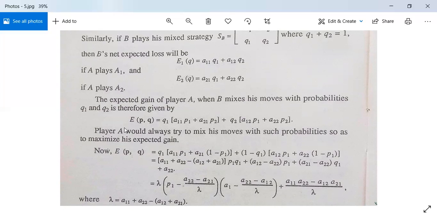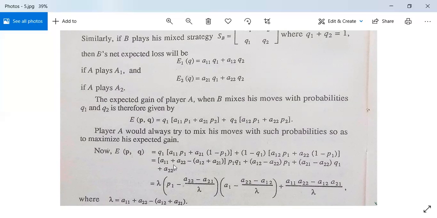Player A would always try to mix his moves with such probabilities so as to maximize his expected gain. मतलब A अपना गेन मैक्सिमाइज करना चाहता है और B अपना लॉस मिनिमाइज करना चाहता है। Now EPQ is written as Q1 into A11 P1 plus A21 P2, तो P2 के लिए हो जाएगा 1 minus P1, and plus Q2, so Q2 की जगह लिख देंगे 1 minus Q1 within bracket A12 P1 plus A22 into 1 minus P1, this is for P2.